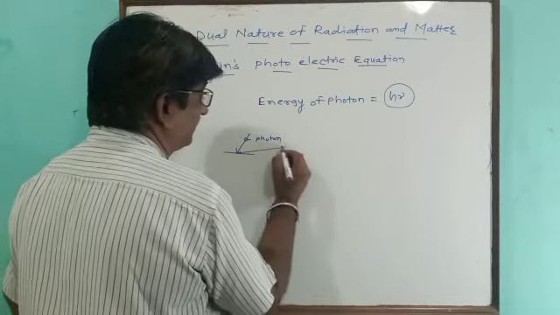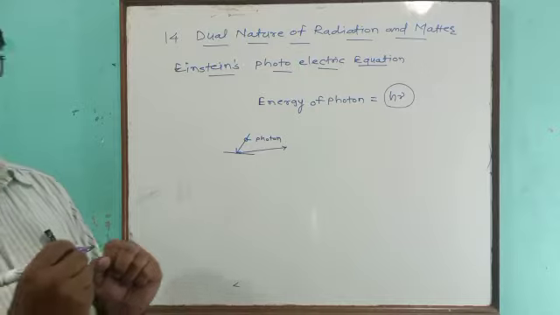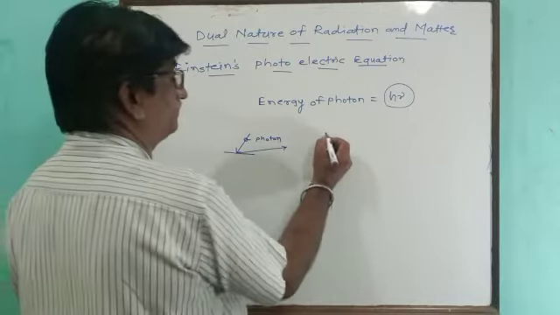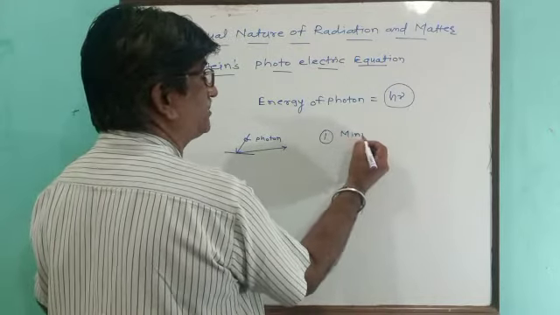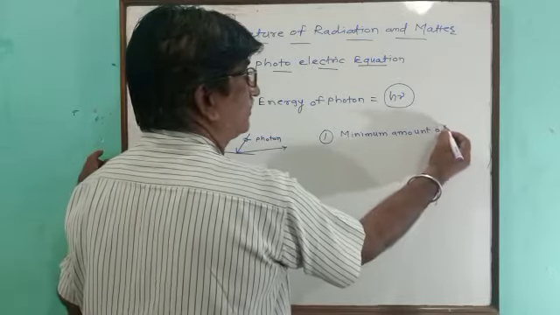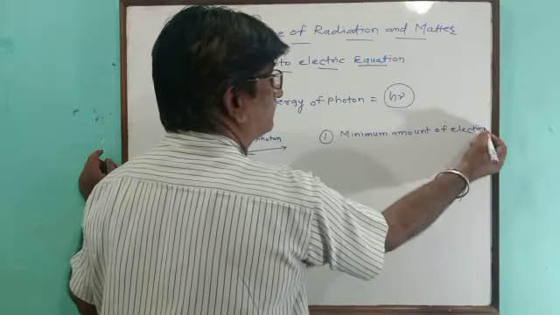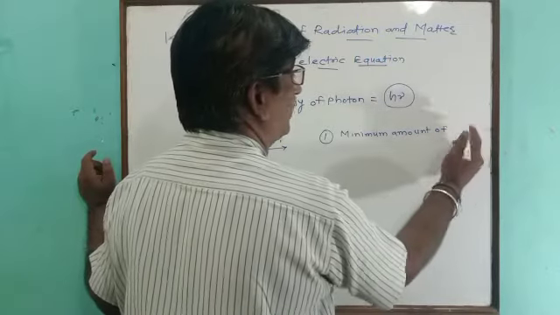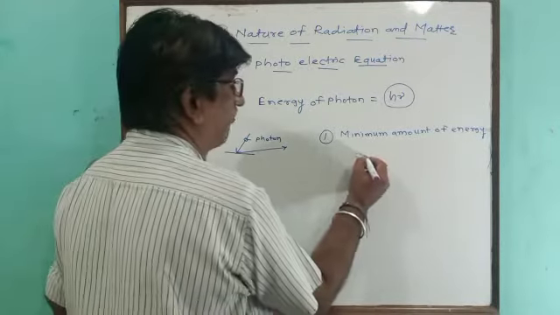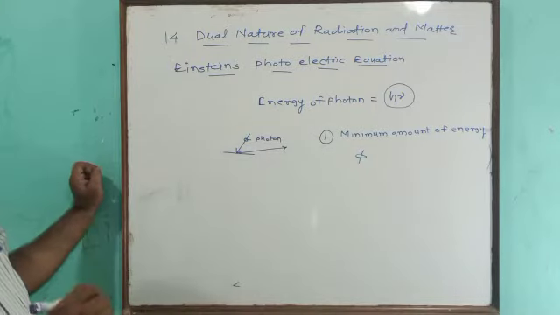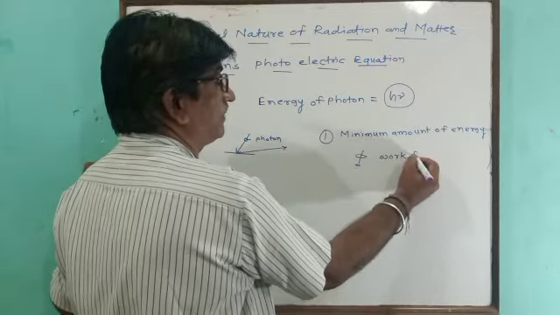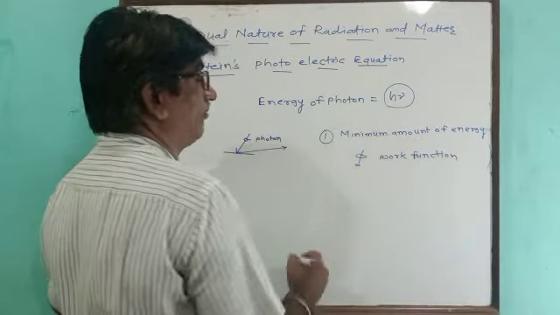For releasing photoelectrons, this energy can be used. Number one, the minimum amount of energy which is used to free the electron from the metal surface is called phi. Two energies are there: this is called the work function, denoted by phi.